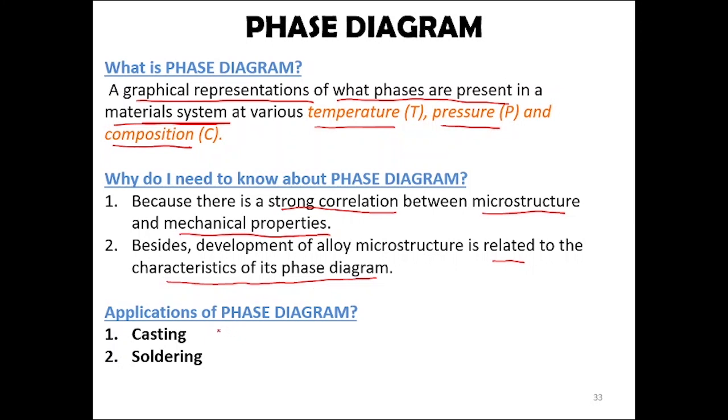Normally, phase diagram is important for casting and soldering process so that we will know what microstructure will be produced, and from that microstructure we can determine its mechanical properties.